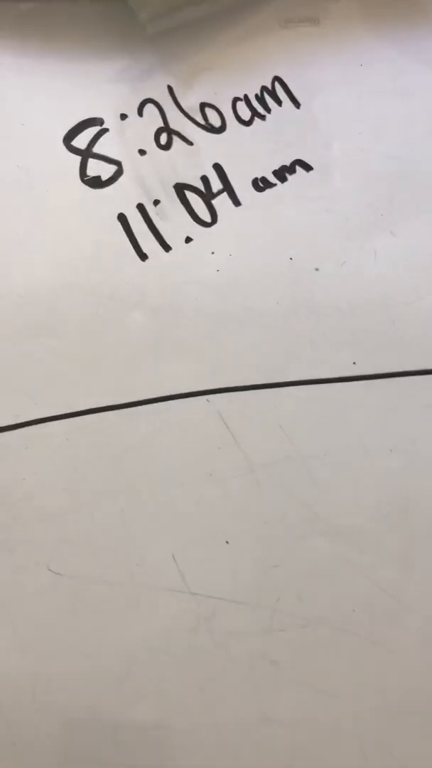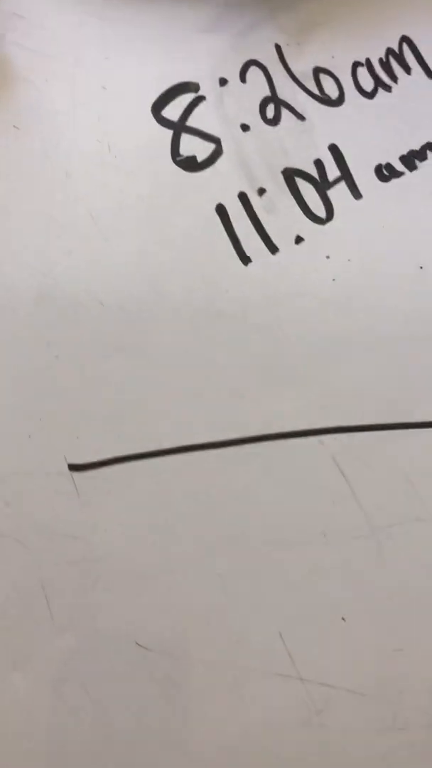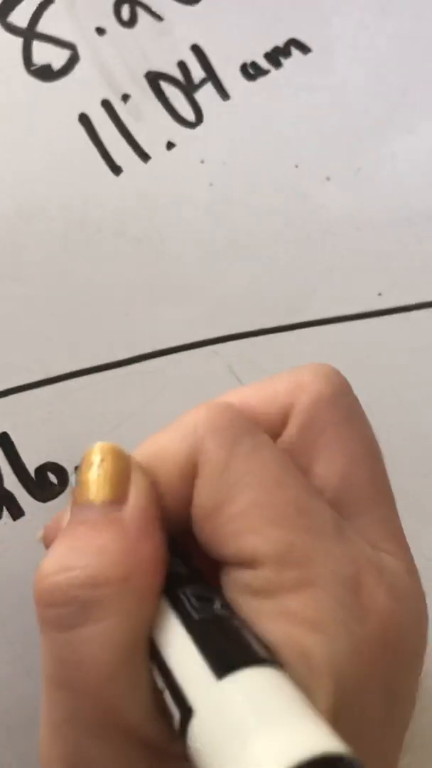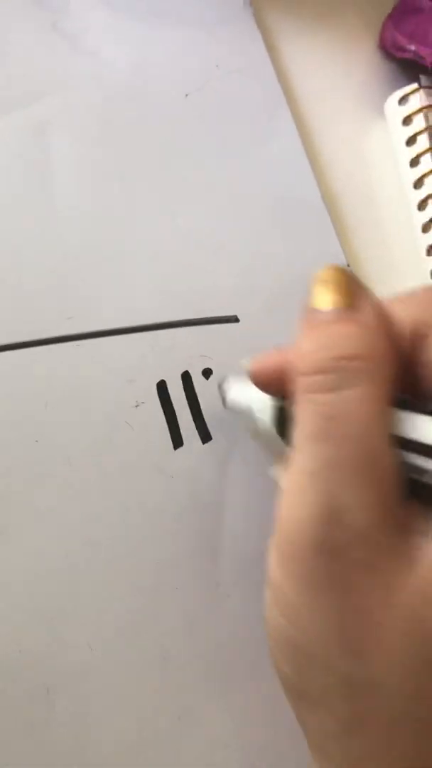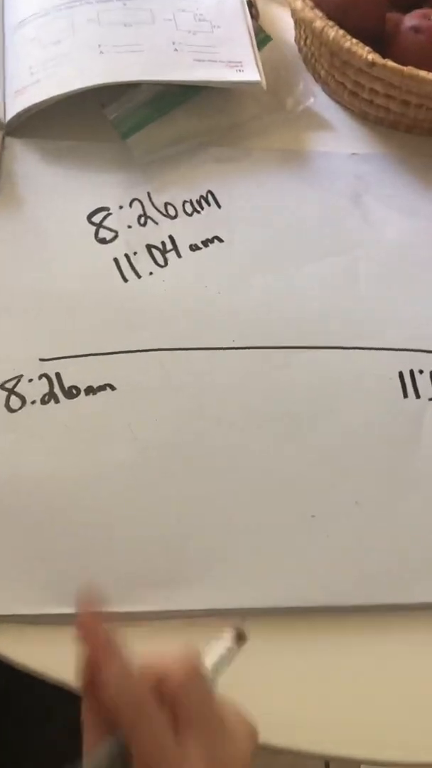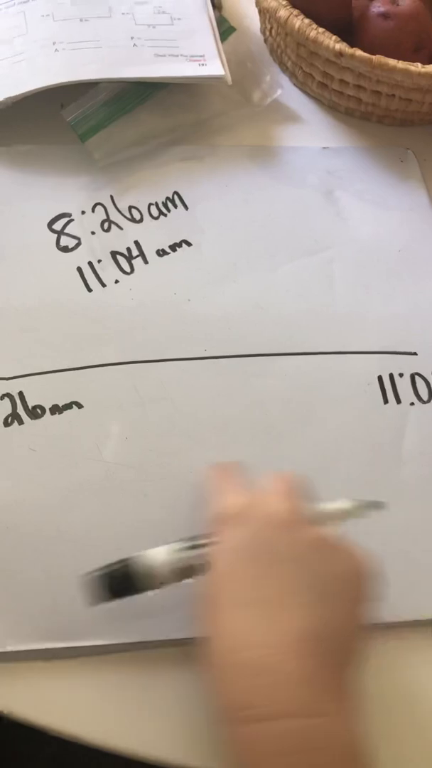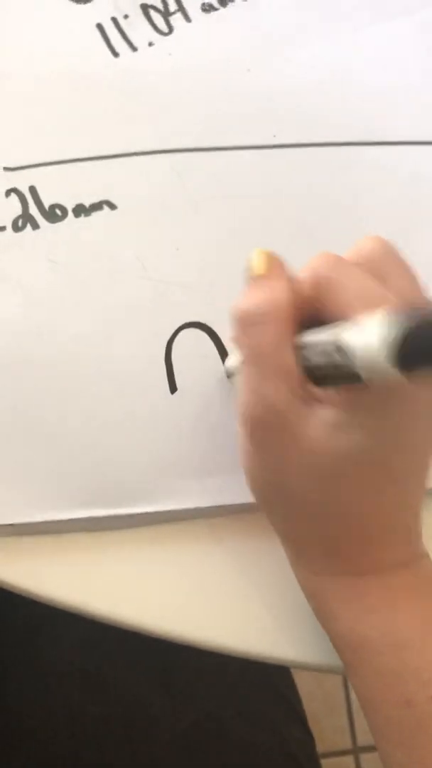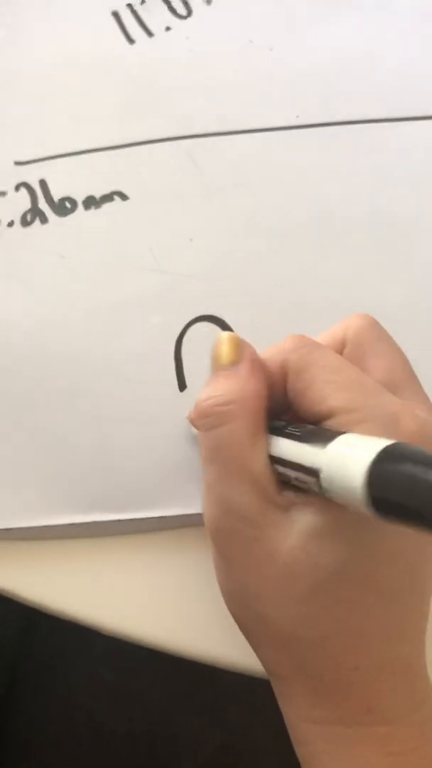So I'm going to draw a line, and I want you to draw a line too. And then we're going to put 8:26 over here at the beginning and put a little a.m. And then over here at the end, which is our ending point, I'm going to put 11:04 a.m. Okay, so now we have a good visual of our elapsed time. So the elapsed time is the time between this time and that time, right? And we're going to use these mountains to represent hours.